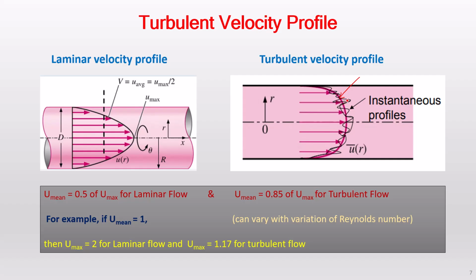So what does it mean? It means that the mean velocity might stay the same, but the changes from the mean velocity profile will always be different. That's the nature of turbulent flow.